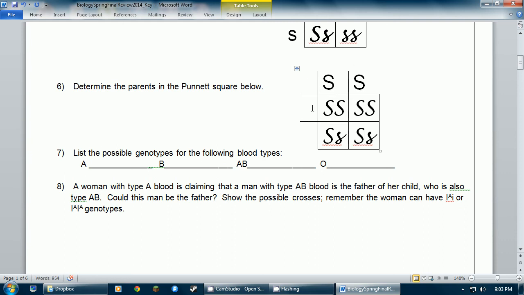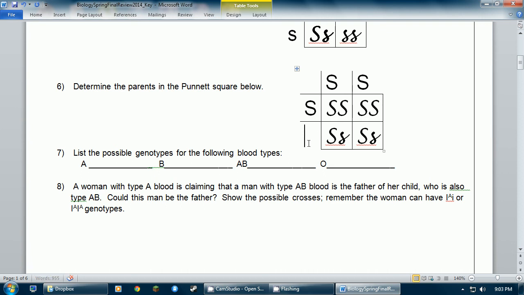On the other hand, for the other parent, this row only has capital S's. This row, what it has in common is both capital S's and a lowercase s, but I've already used the capital S's up here. So what I'm left with is that this parent must have donated that lowercase s. And thus you must have a homozygous dominant and a heterozygous parent making children.